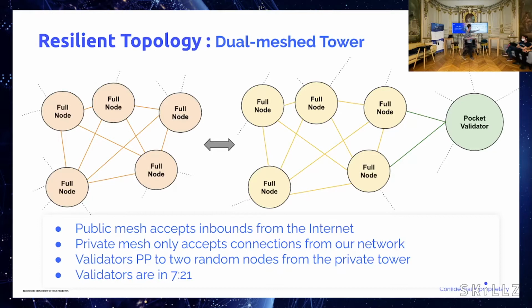And yeah, we basically connect validators to 2 nodes of the mesh so that if one of them goes down, connectivity is still okay.